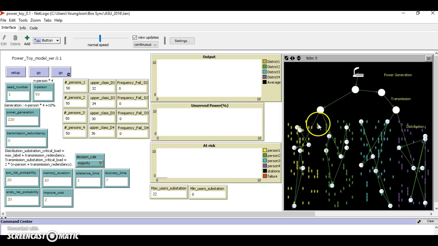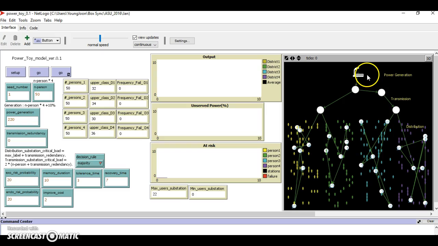And we have four districts in here. The first district has yellow color. The second one has green, the third one has cyan, the fourth one has violet. In each district, there are 50 users. Look at here, there's 50. So the total number of users is 200 in this case.